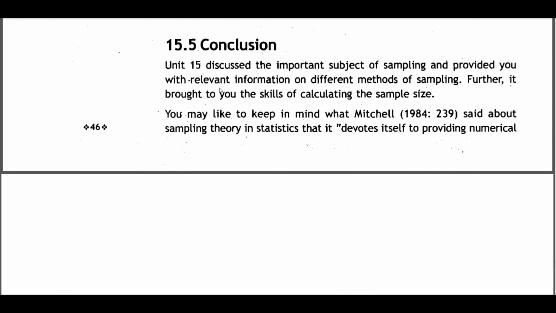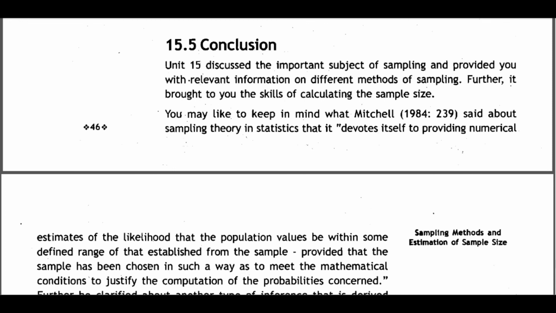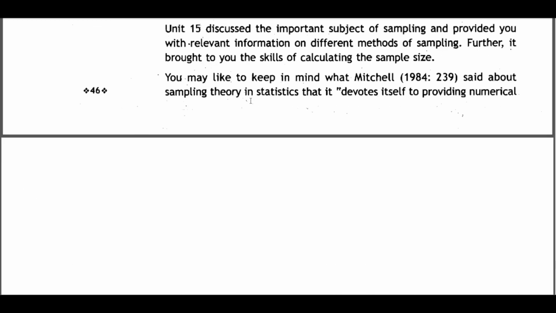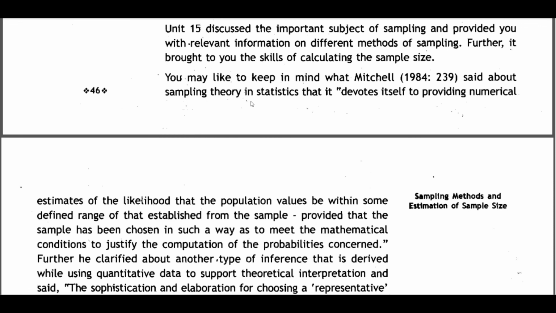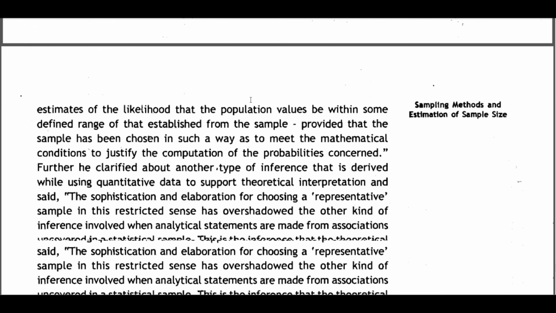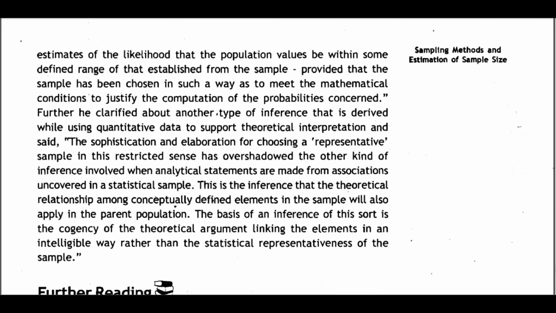15.5 Conclusion. Unit 15 discusses the importance of the subject of sampling and provided you with relevant information on different methods of sampling. Further, it brought to you the skill of calculating the sample size. You may like to keep in mind what Michael said about sampling theory in statistics: that it devotes itself to providing numerical estimates of the likelihood that a population value will be within some defined range of that estimated for the sample, provided that the sample has been chosen in such a way as to meet the mathematical conditions to justify the computation of the probabilities concerned.